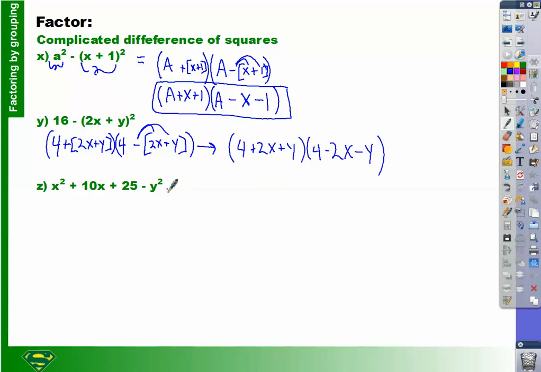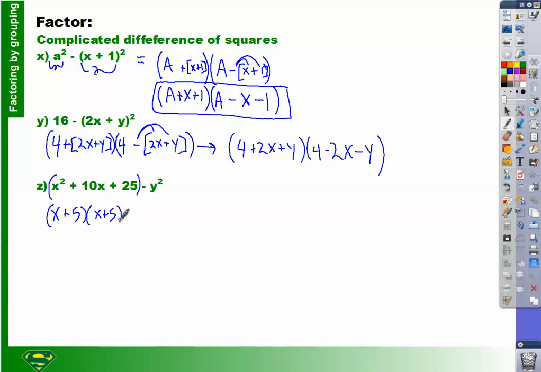So since this is the only y factor, if I group here, will I be able to get the same binomials? No, I will not. So then, where is the most logical place to group? Well, I can group it here. X squared plus 10x plus 25 can be factored to x plus 5 times x plus 5.